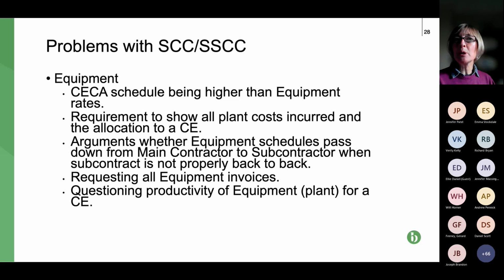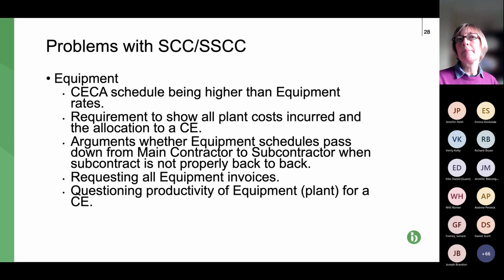The equipment, similar issues. There's always problems. Employers, paying parties, quite often don't like the scheduled rates because the argument is that they're higher than market rates. But obviously it's far easier to have a schedule of rates than to have to prove actual cost, actual higher rates for each project, because there are going to be just so many invoices involved.